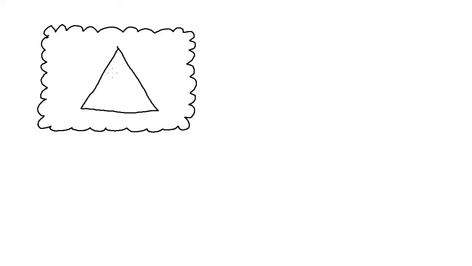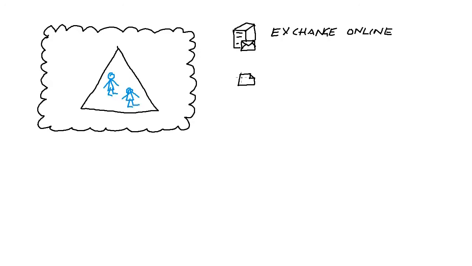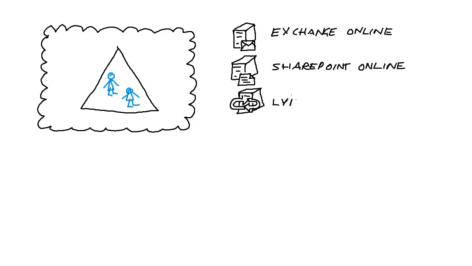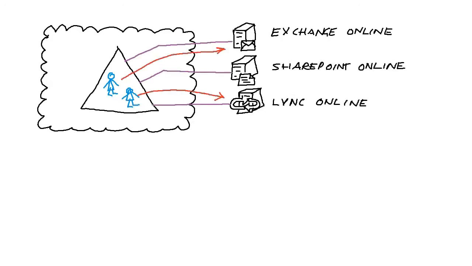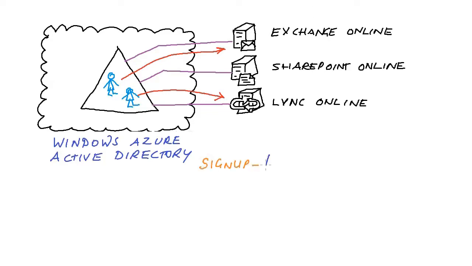Because Windows Azure Active Directory is the latest version of the Office 365 directory, the one where your Office 365 users are stored, it means if you're already using Office 365, you already have a Windows Azure Active Directory tenant. And if you don't use Office 365, you can get a Windows Azure Active Directory tenant at this URL, http://aka.ms/WAAD signup.